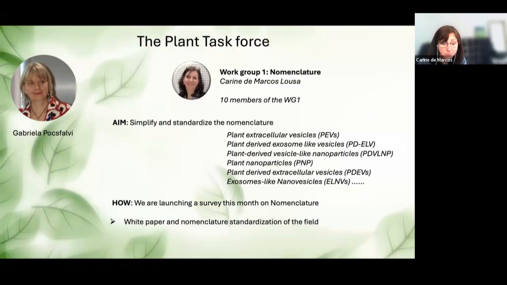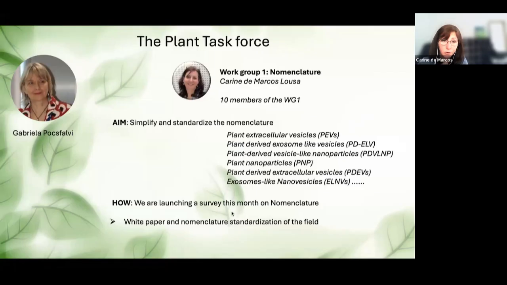There is a lack of understanding of how we can compare all these, and of course, together with the guidelines from MISEV, which are not recommending the use of exosome unless you have demonstrated an exosomal biogenesis pathway. We need to homogenize and standardize all this. So we are working on that at the moment. We have about 10 members in the working group who are focusing on this.